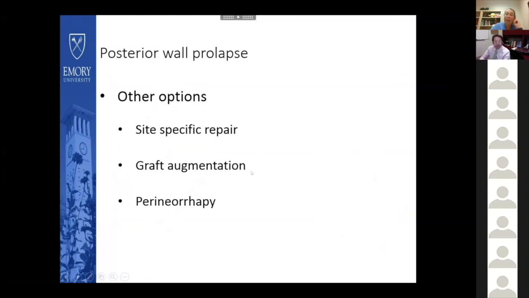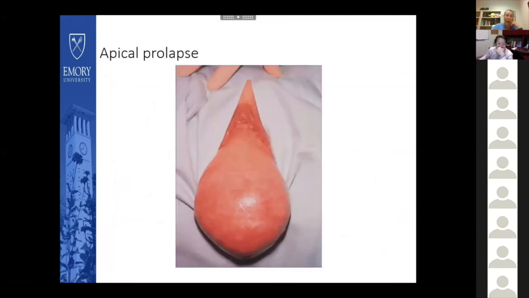Graft augmentation, if you're going to do this, please use some sort of biologic. Do not put mesh in this area. And again, perineorrhaphy to help support if they have a widened genital hiatus. So apical prolapse. Here's your stage 4 prolapse.